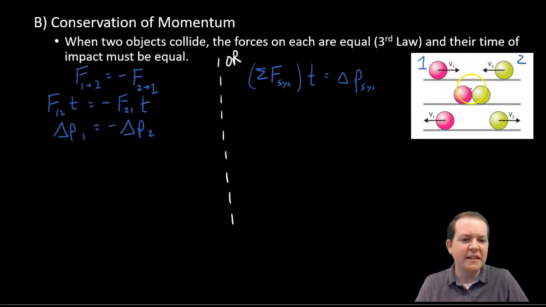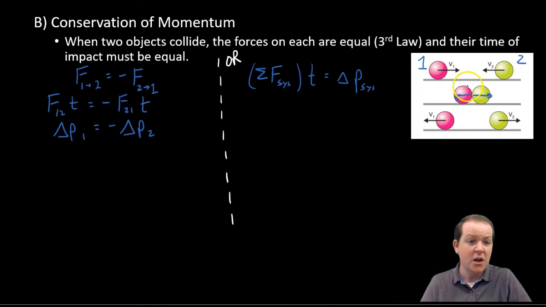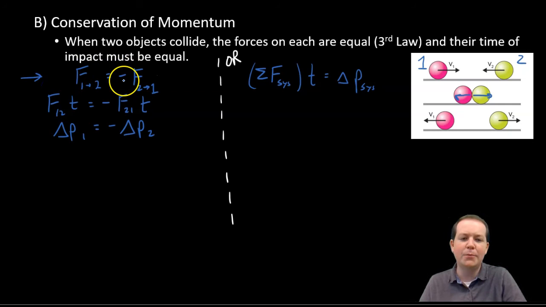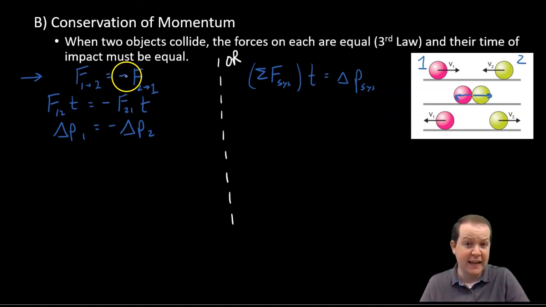Well, when these two things collide, there are forces acting on each other. The pink ball exerts a force on this kind of lime green ball. The lime green ball exerts a force on the pink one. By Newton's third law, these two forces are the same. They have to be. When one object exerts a force on the other, the other exerts an equal and opposite force. So these forces are the same. That's what I have right here. What I'm showing you right here is that the forces on these two objects are equal and opposite to one another. That's why I have this negative sign.